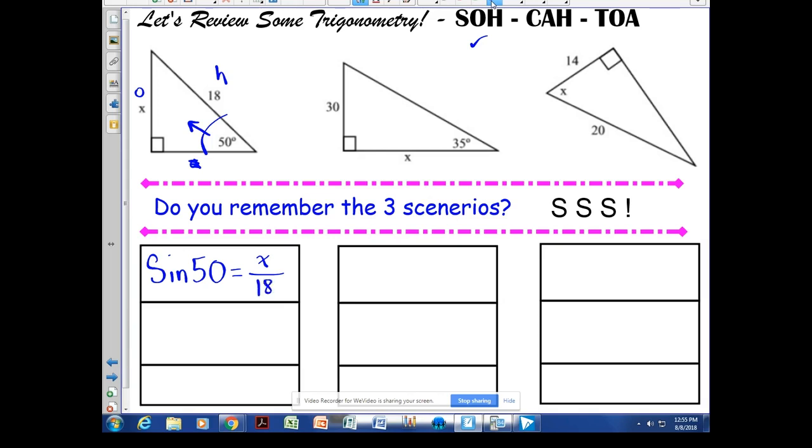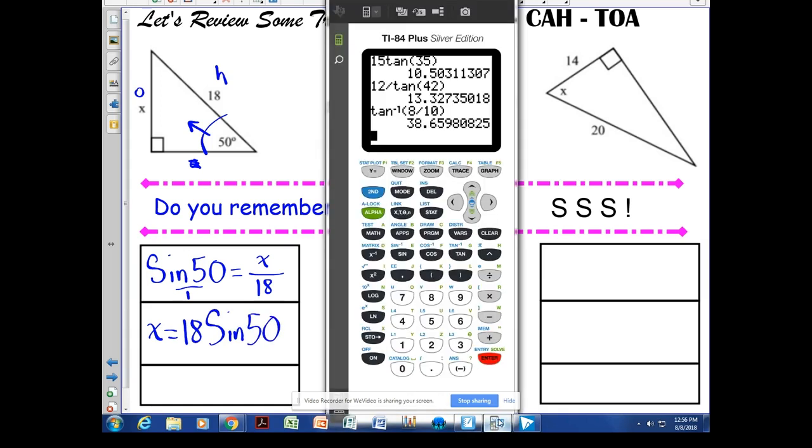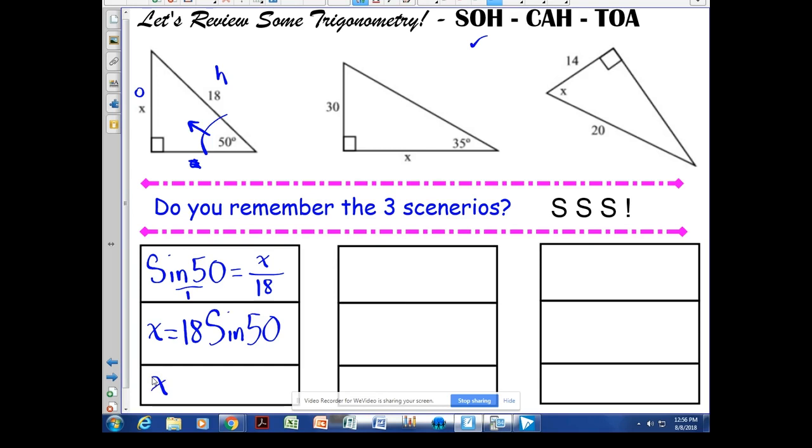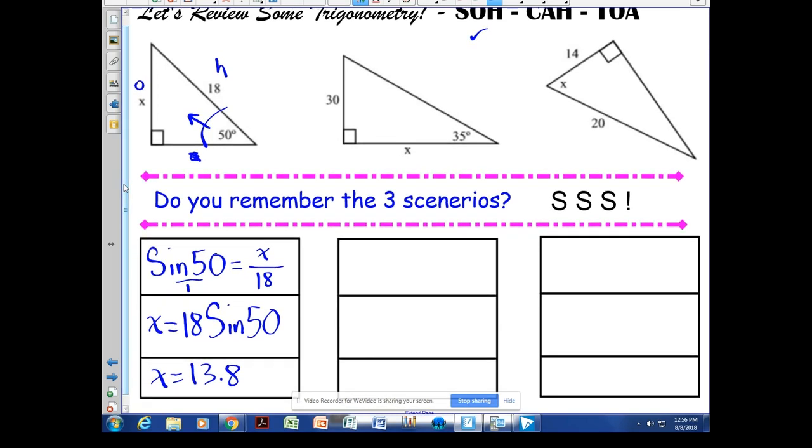Now this is an x on top scenario. So I'm going to put the sine of 50 over 1 and cross multiply. I'm going to get x is equal to 18 sine 50. Now, finally, I just need to put that into my calculator. So I'm going to go 18 sine 50. Enter. I get 13.8. X is equal to 13.8. How did you do?